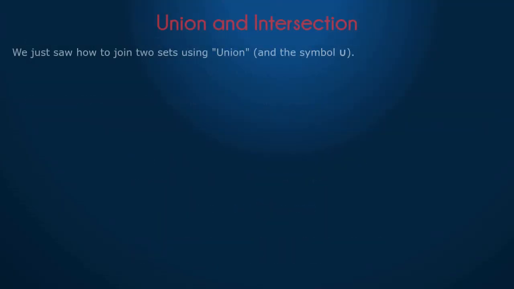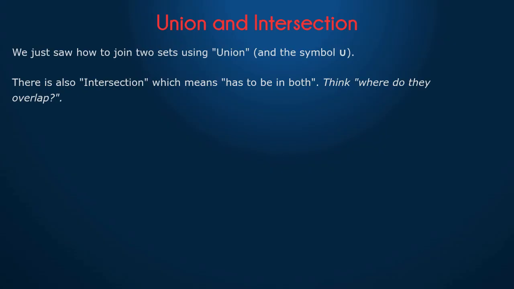We just saw how to join two sets using union. There is also intersection, which means has to be in both. Think, where do they overlap? The intersection symbol is an upside-down U.